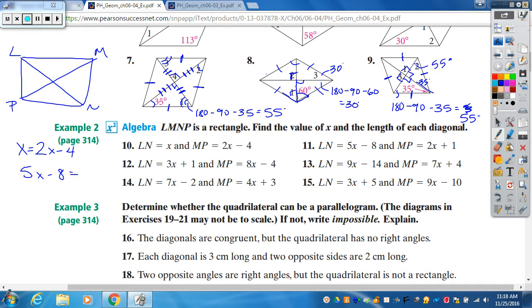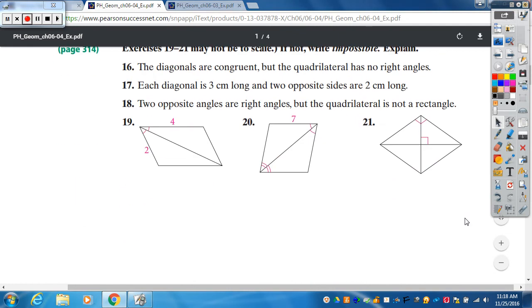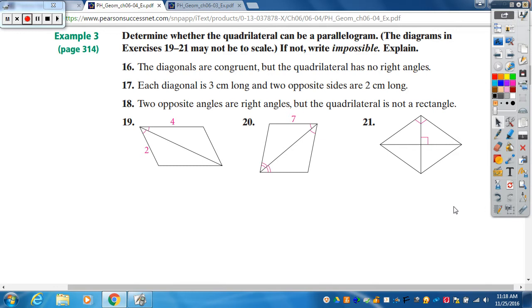MP, which is the other diagonal, is going to be 2x plus 1. And so, real simple algebra problems there. You can go ahead and finish those up for me. Okay. All right, now, for the last part of our homework here, we had numbers 16 to 23.